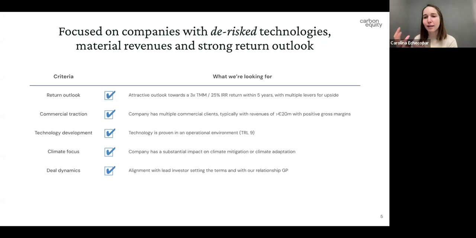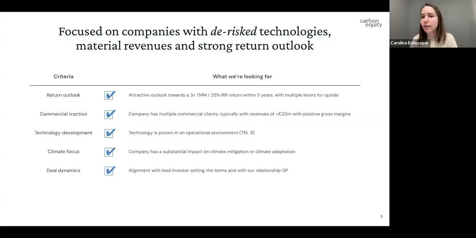Obviously, that tends to mean that with that commercial profile, your technology has been proven in an operational environment. But we really do focus a lot of our diligence and questions around whether there is no outstanding technical risk in the product, that it has really been used by the customer in the field for a long period of time, and that the customer feedback has been positive on the product. Of course, carbon equity, we have a climate focus in what we do.